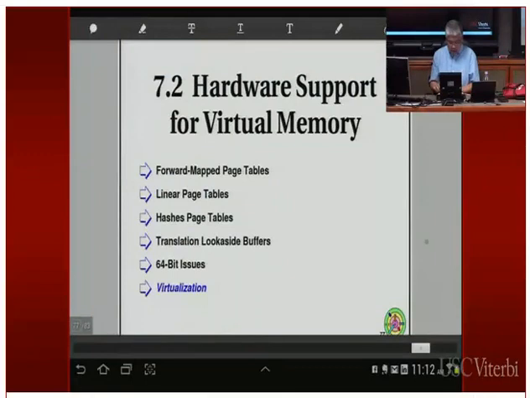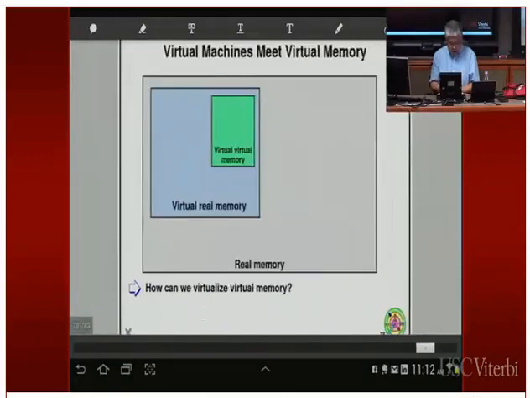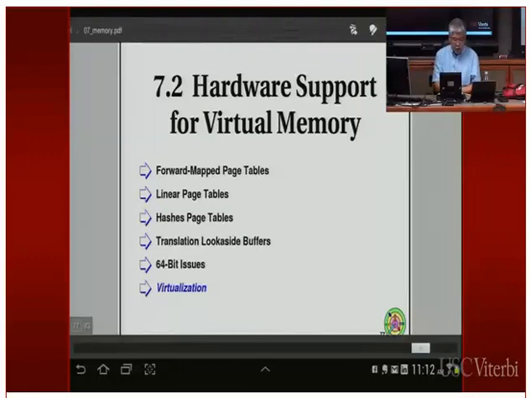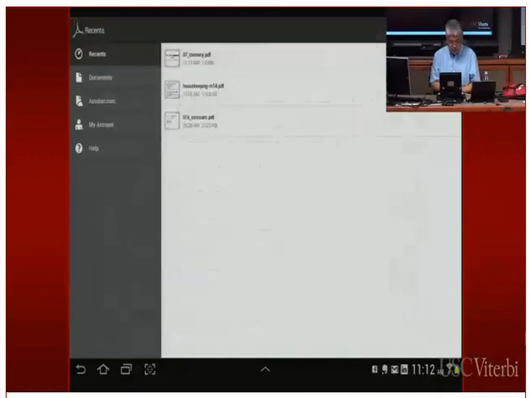All right, the next part I'm also going to skip, and this is on virtualization. Since we haven't really talked about virtual machines, we're going to cover virtual machines in Chapter 4. After we finish Chapter 7, we're going to go back to Chapter 6, and then go back to Chapter 4, and then eventually when we finish Chapter 4, we're going to come back and look at virtual memory support for virtual machines. All right, so now what we need to go to is Chapter 7.3, and look at the operating system issues to support virtual memory.